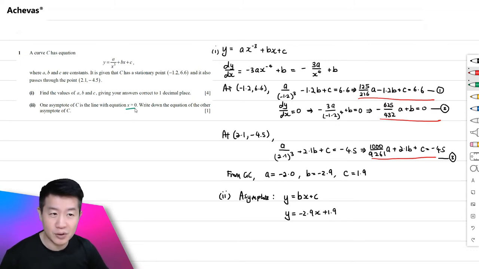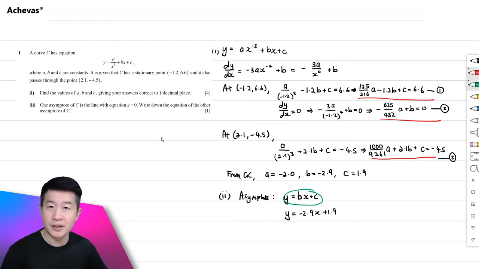For vertical asymptote, let me very quickly talk about it. The definition is the value of x that causes y to be undefined. I guess most of you should have gotten this since secondary school. So what is the value of x that causes y to be undefined? When x is equal to 0, y will be undefined. But for vertical asymptote, it has a different definition from oblique asymptote and horizontal asymptote.